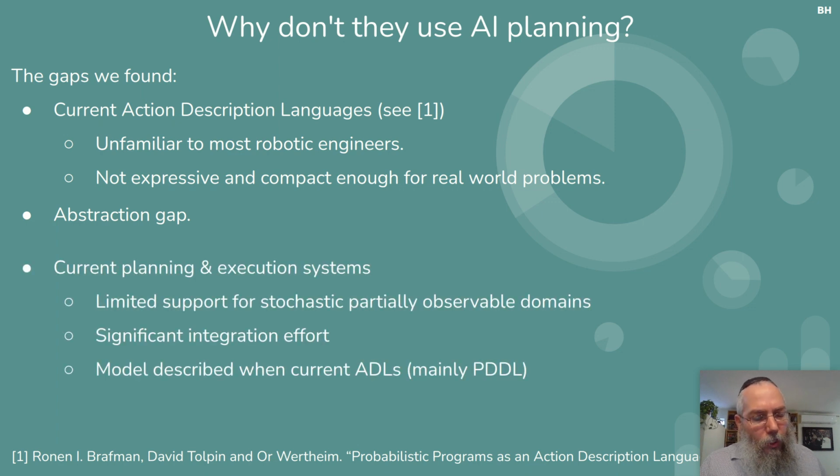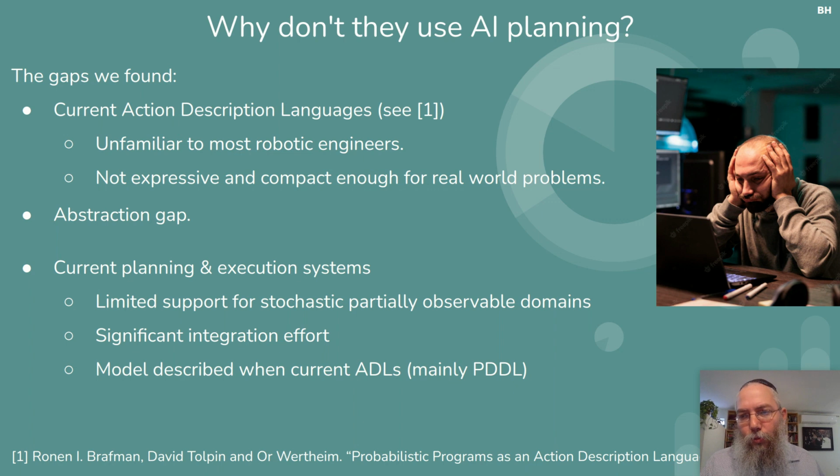And also, we inspected the current planning and execution systems, and we saw that there is limited support for stochastic, partially observable domains, and these are key characteristics of robotic domains. And also there is a significant integration effort. So when the robot engineer wants to work with AI planning, it's not simple for him. And also the planning problems are described using the current action description languages, and as we said, they are limited for these needs. So it's not so simple.